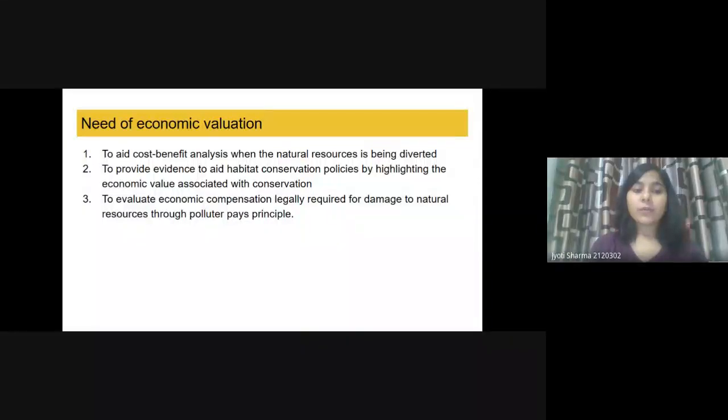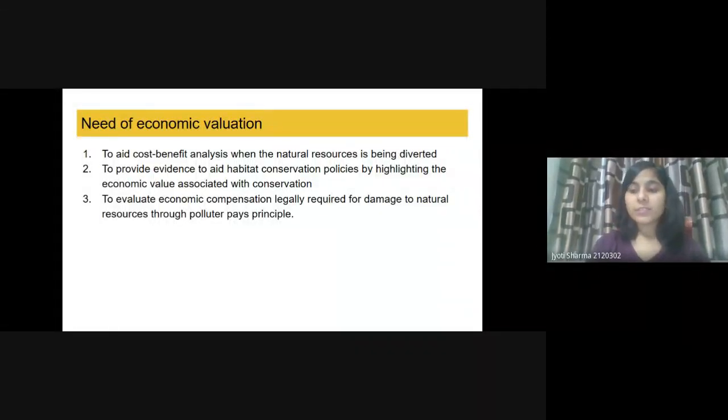Then to evaluate economic compensation legally required for damage to natural resources through the polluter pays principle. For example, if there is a condition that you have to divert your, let's say, forest to the company, then what compensation should this forest get by diverting it? So this can be done only when you know the value of that forest in a quantitative way. So these are the needs for the economic valuation.